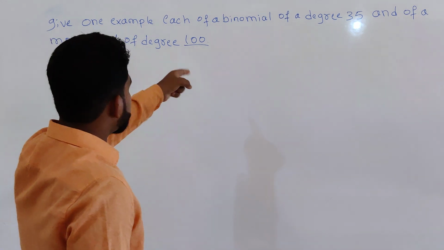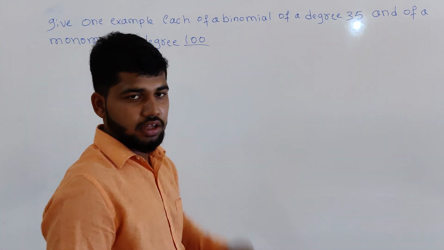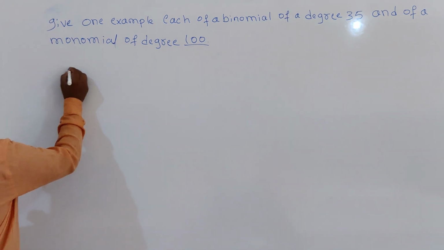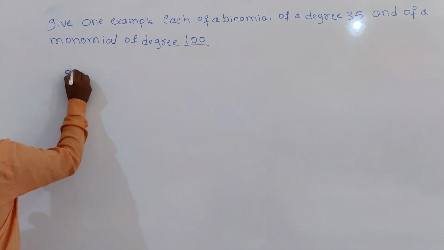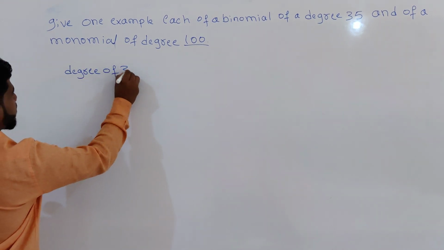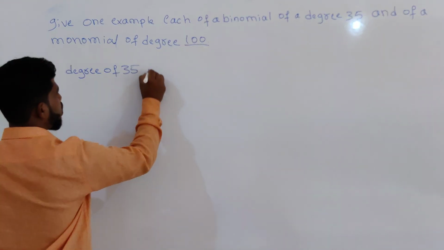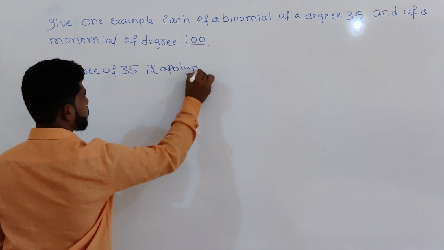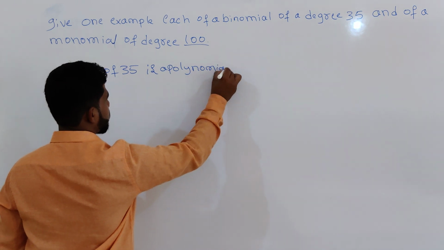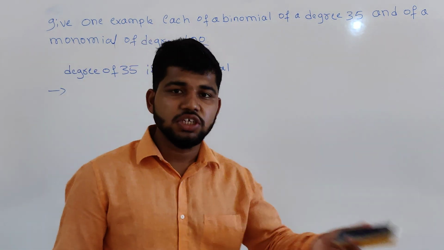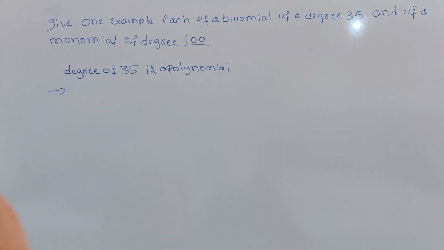Now, give one example each of a polynomial of degree 35. Degree 35. Here 35 is a two-digit number.